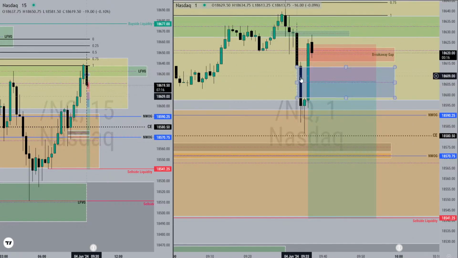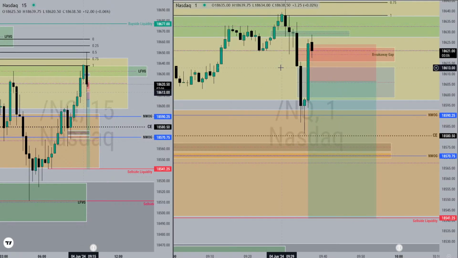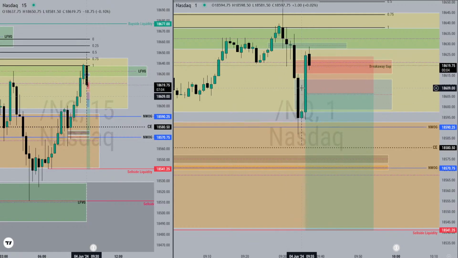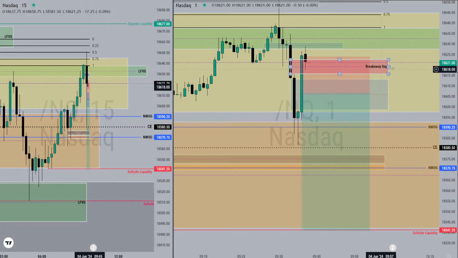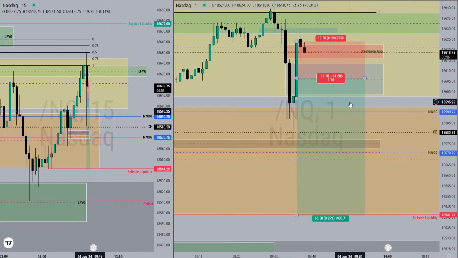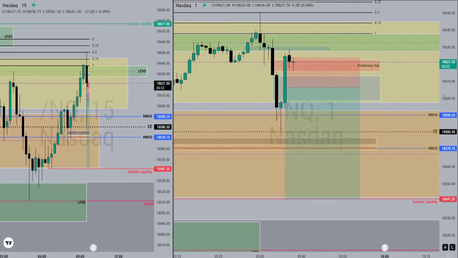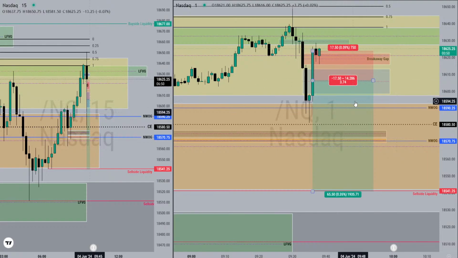This is the problem actually. If you have a news in front of you, it gives you more volatility than you expect. So that's why it's not a good idea to trade if you have a news just in front of you. Keep that in your mind.